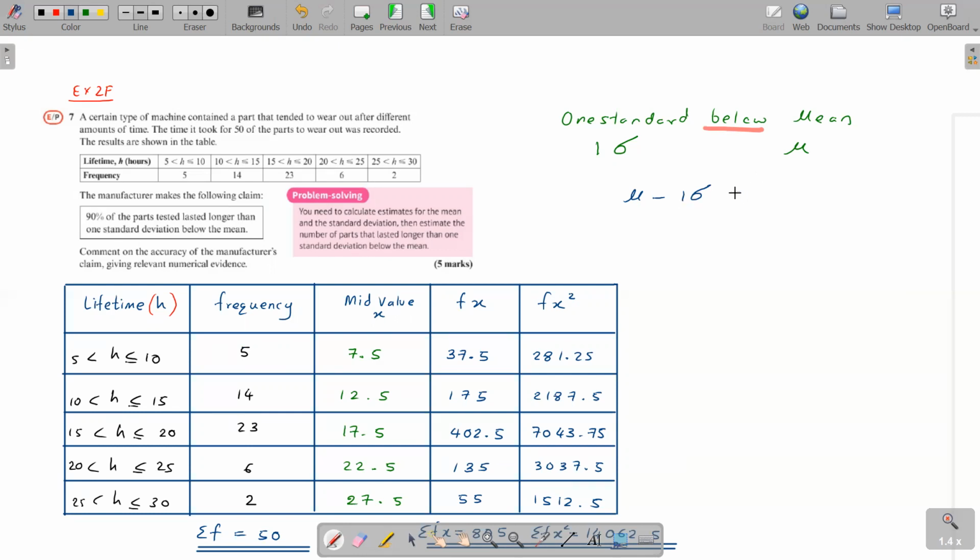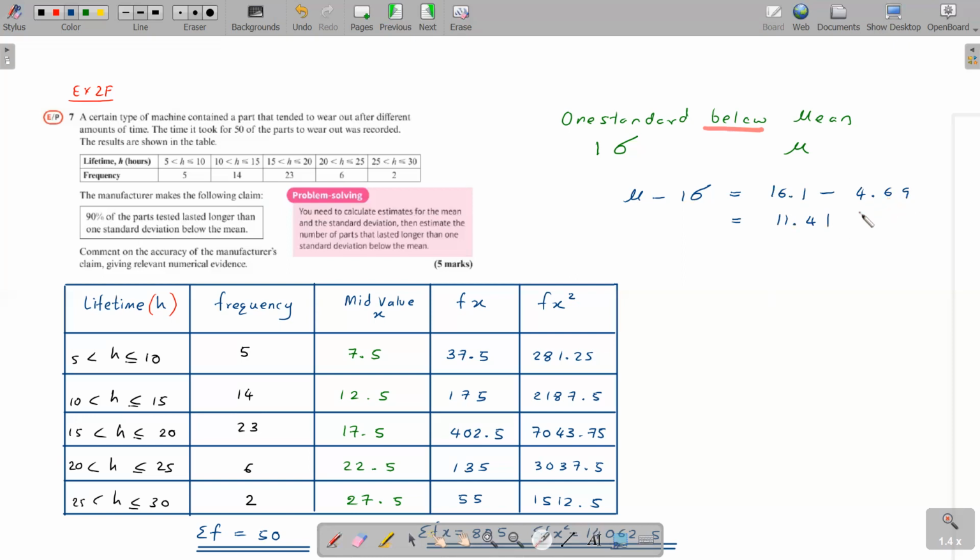Okay, so let's get the value. What's the mean value? Mean value was 16.1. Mean value is 16.1 minus what was the sigma value? 4.69. So how much is it? 11.41. Okay, so 11.41. All right, so I'm going with 2 decimals for the standard deviation.